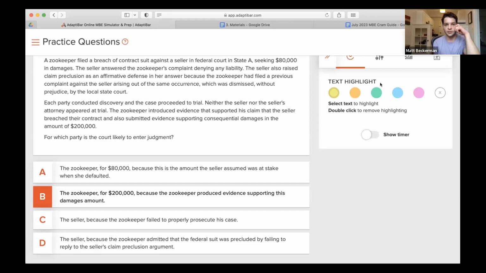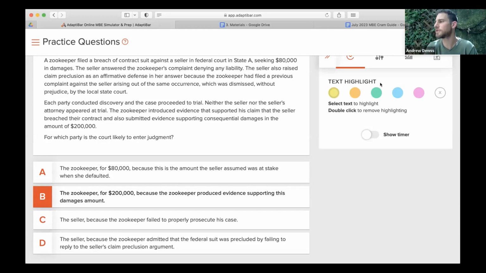Some states and the federal government also have non-mutual issue preclusion. So claim preclusion always has to be mutual. It has to be the same parties. Issue preclusion, only one party has to be the same, so long as you're using the issue preclusion defensively or offensively against the party that was in the first suit.